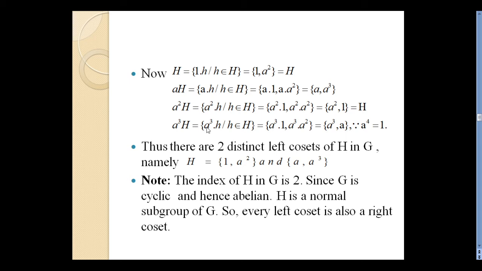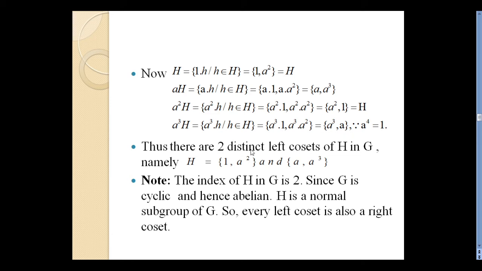A cube into H, that is A cube into h, where h belongs to capital H. We write it as A cube into 1 comma A cube into A square. So we get A cube comma A power 5. Already you know that A power 4 is equal to 1, so we write the remainder value A. Since A power 4 is equal to 1, we have applied that. Then A cube comma A, already you got A cube, so this can be written as AH.